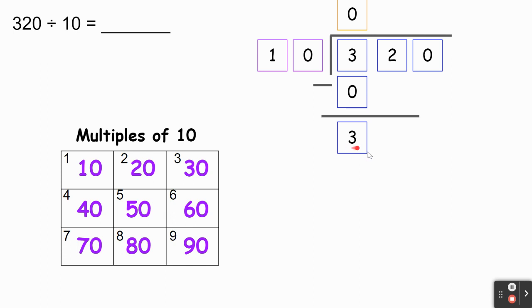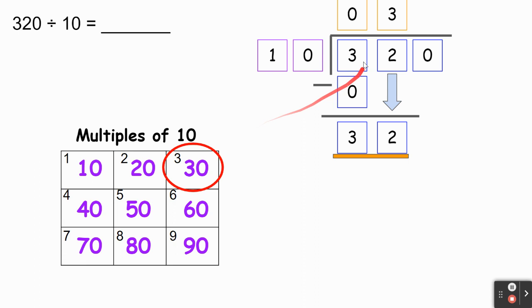We can rewrite these 3 hundreds as tens. So we're going to bring down the next digit, the 2, which means that we have 32 tens to share. So let's look at our multiples of 10 to see which multiple gets us closest to 32 without going over. We can see that our third multiple of 10 gets us closest to 32. So 30 is as close as we can get. 30 is the third multiple of 10, so that means each group is going to be getting 3 tens. So in the tens place, we're going to place a 3.